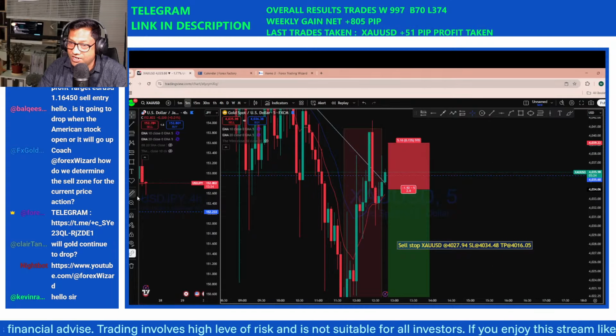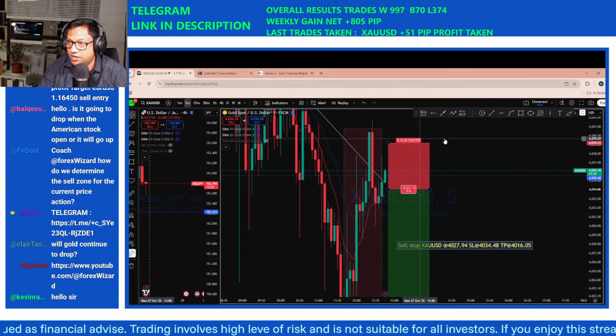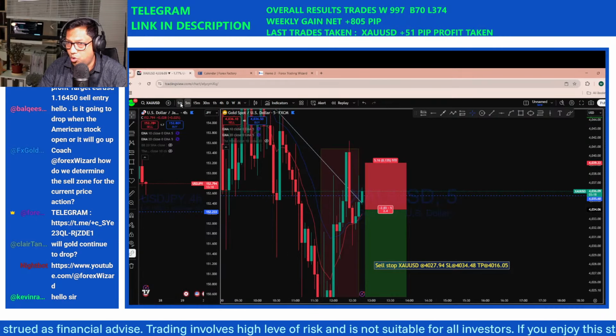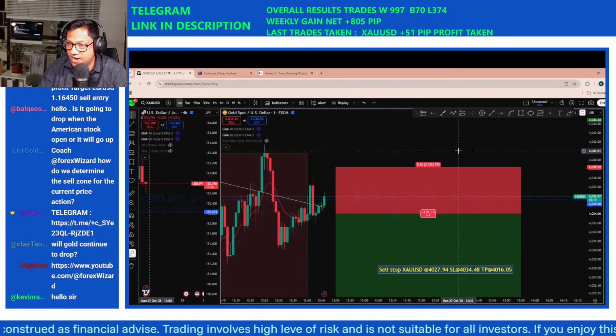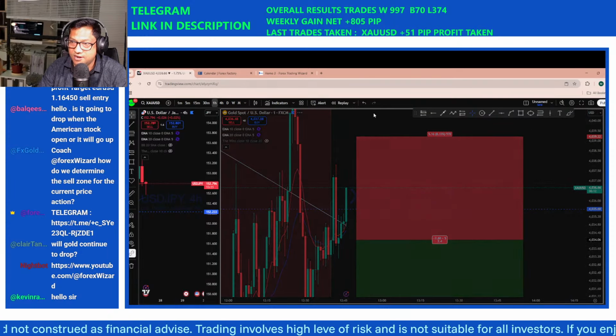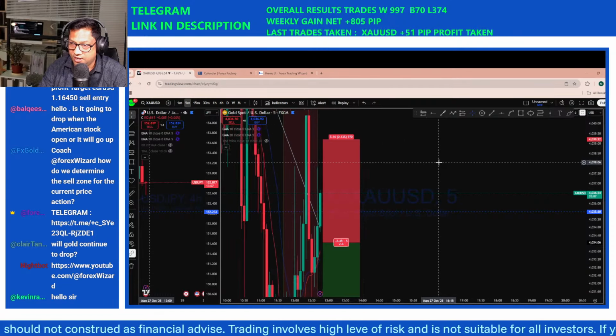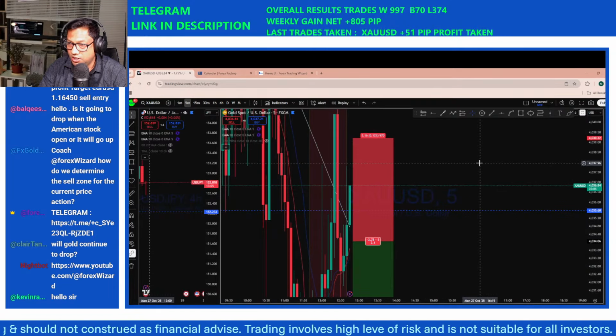Now it's a very tight stop loss, as you can see. It's only a 50 pip stop loss on gold, which is very tight, and the market can easily go back up and hit that. But if it hits, we will be re-entering again as soon as we see the market giving us another opportunity.